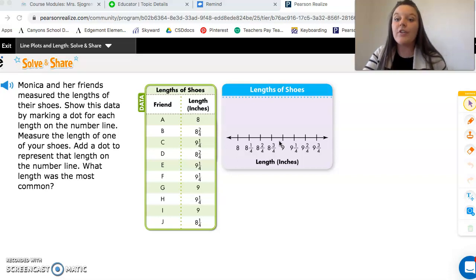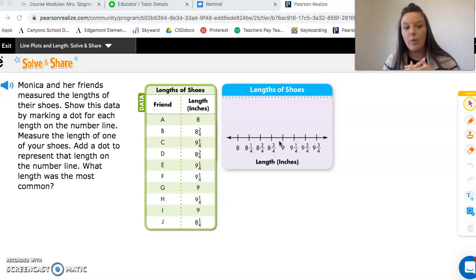So this is kind of tricky for us to do all together because we all don't have it in front of us, but if you want to recreate this line plot, we're going to graph the dots together, and then you can graph the size of your shoe if you would like and see if it changes your data. So we're going to start with the first. Monica and her friends measured the length of their shoes. We're going to show the data by marking a dot for each length on the number line.